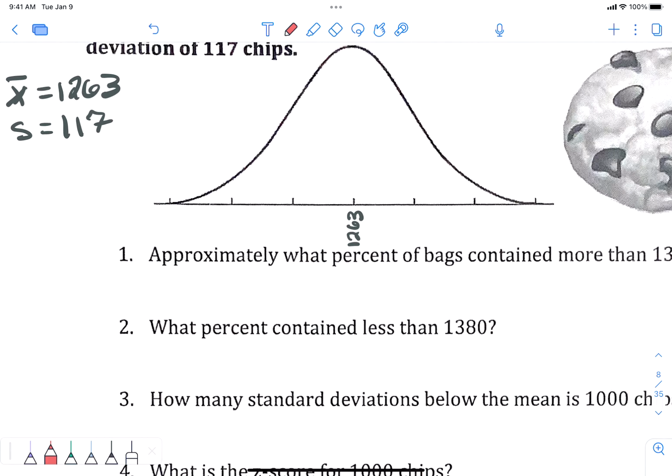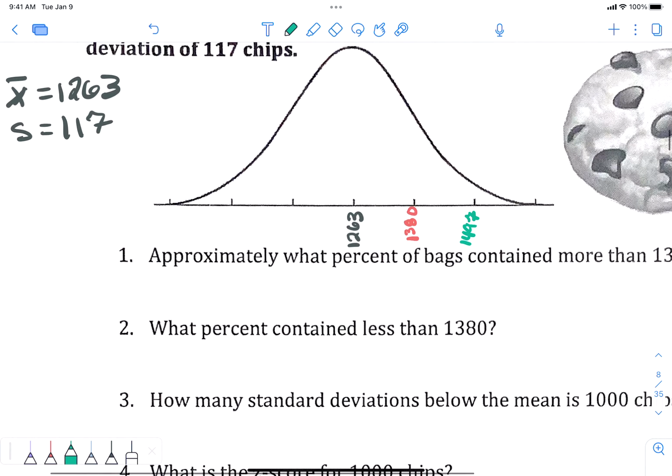Adding 117: 1380. Somebody check me. 1380, then 1497, and 1614.